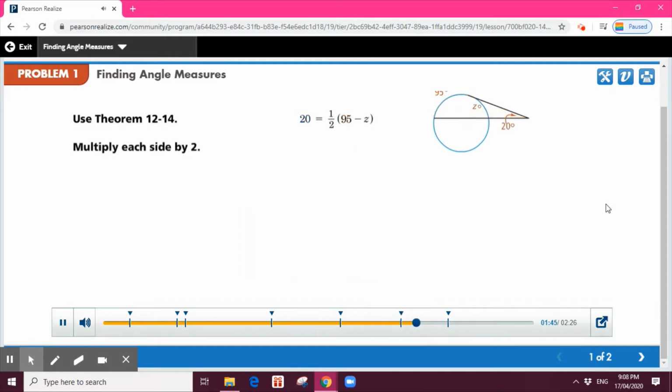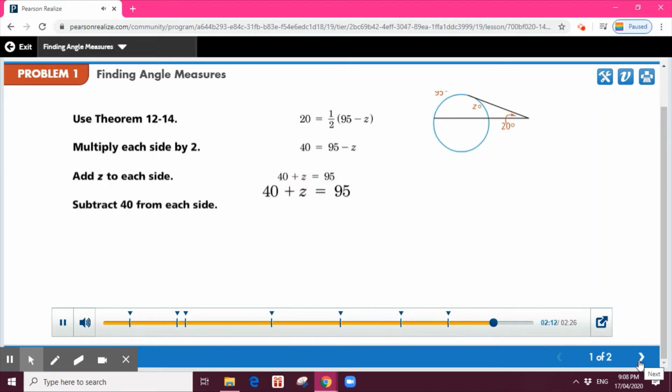Multiply each side by 2. Add z to each side. Then subtract 40 from each side. So z equals 55.